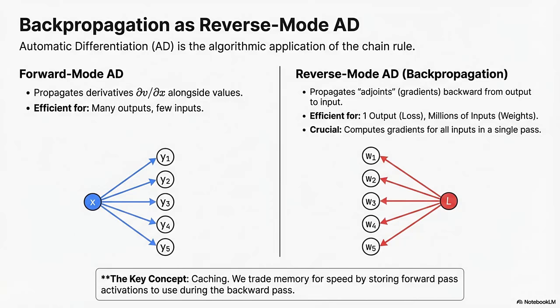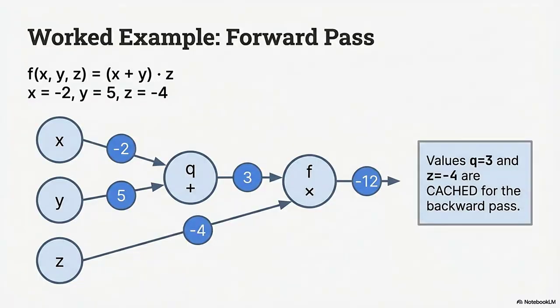Now, this incredible efficiency doesn't come for free, of course not. There's a fundamental trade-off at play here. To make that backward pass so fast, we absolutely must store, or cache, all the intermediate values that we calculated during the forward pass. So in essence, we trade a significant amount of memory to gain an enormous amount of computational speed. We've covered the theory, now let's make it a bit more tangible.